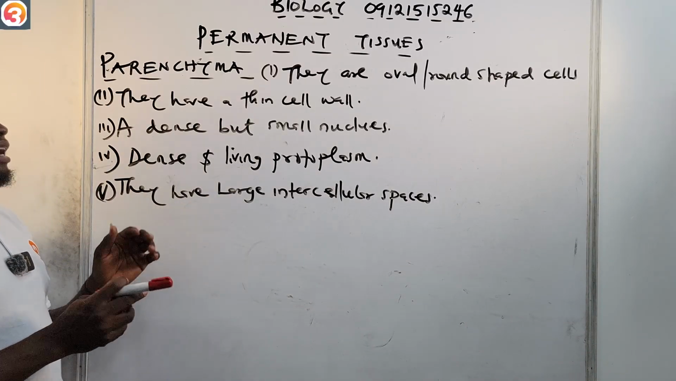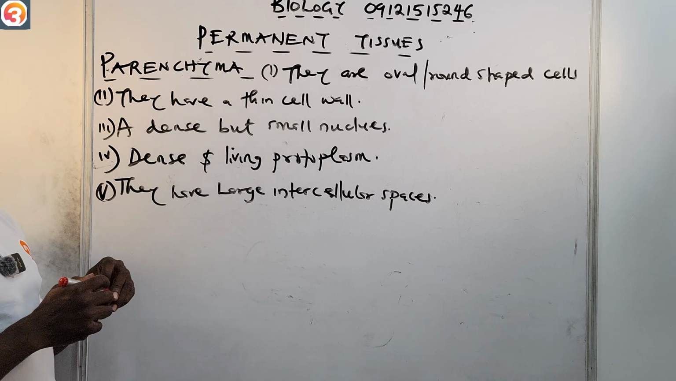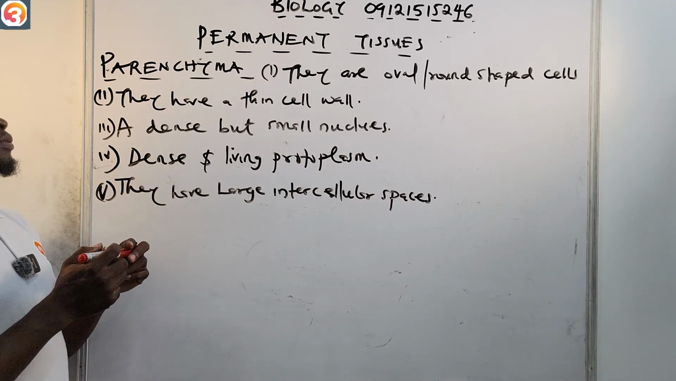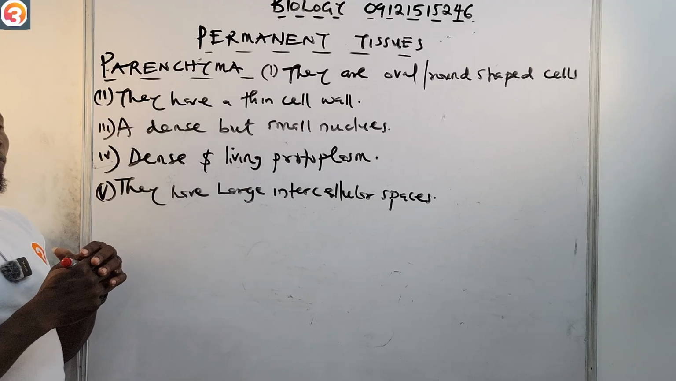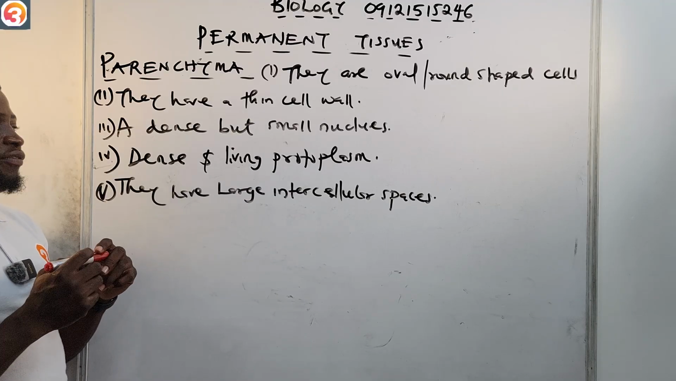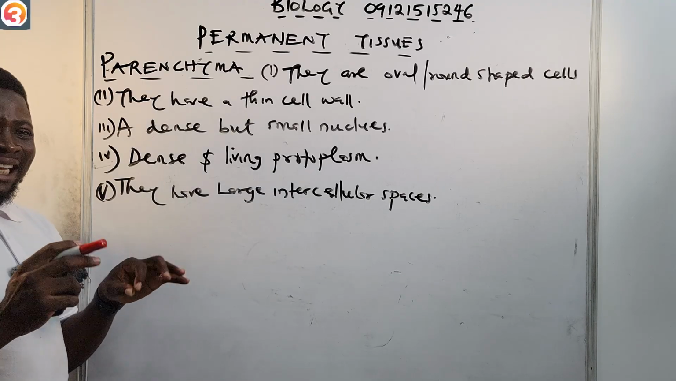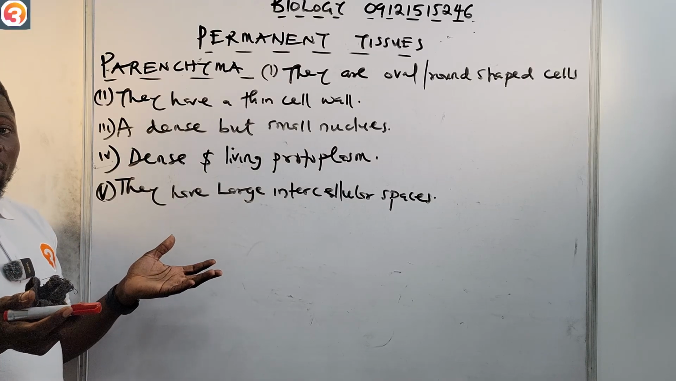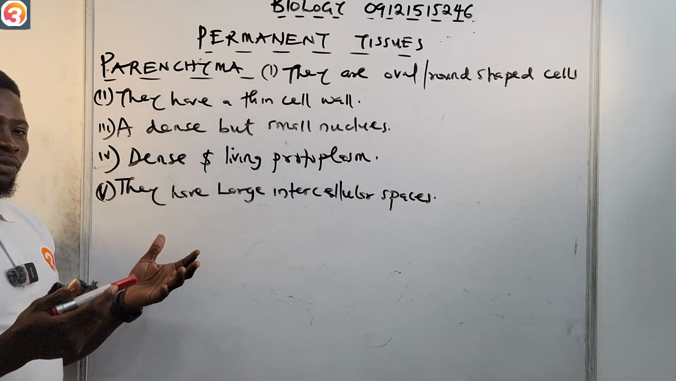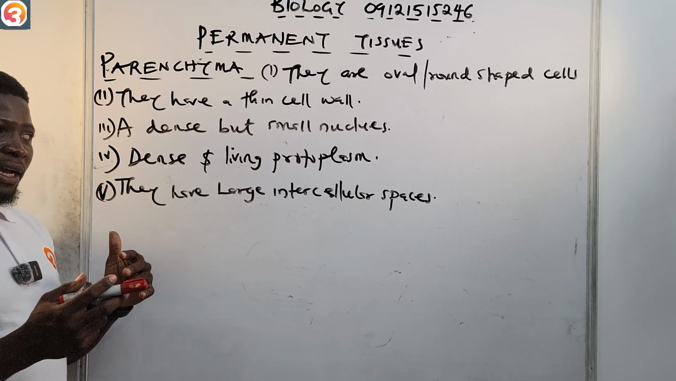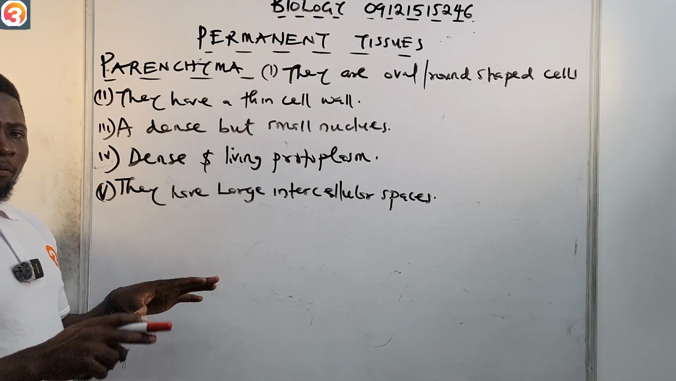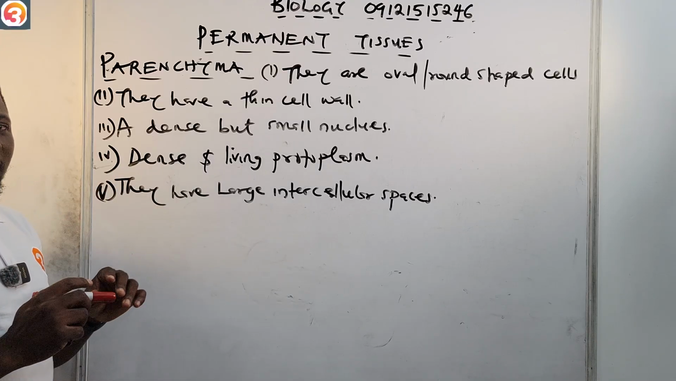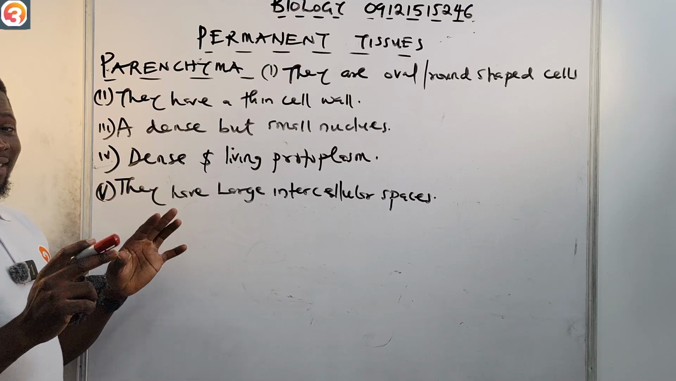So these are the characteristics of the parenchyma cell. They are oval, round shaped cells. They have a thin cell wall. They have a dense but small nucleus. They have a dense and living protoplasm, and they have large intercellular spaces. You must take note of the characteristics, because you can be asked in an exam, for both JAMB and WAEC. So please do not play with them. Make sure you write it down and read over them, so that you understand what these characteristics are.